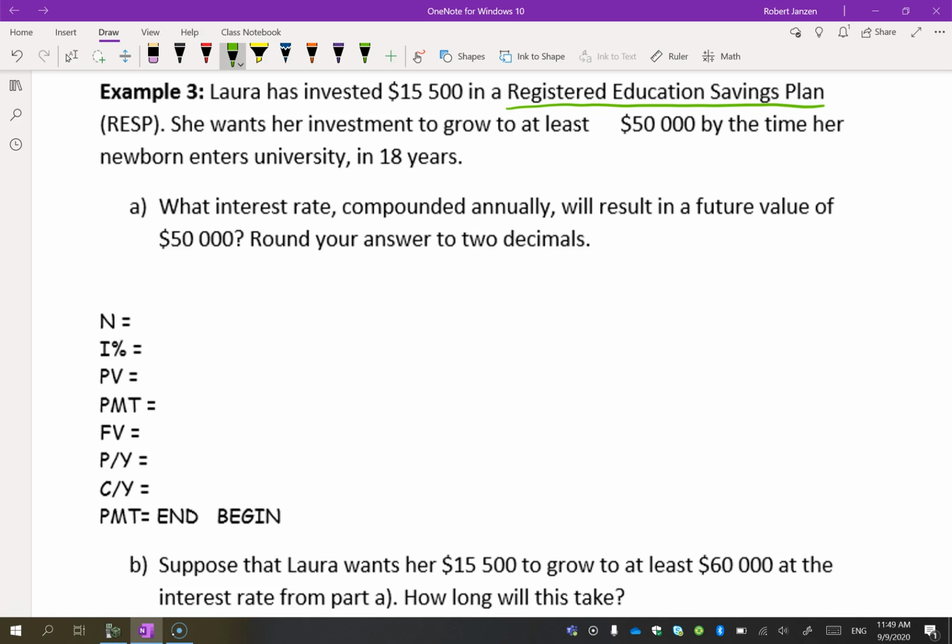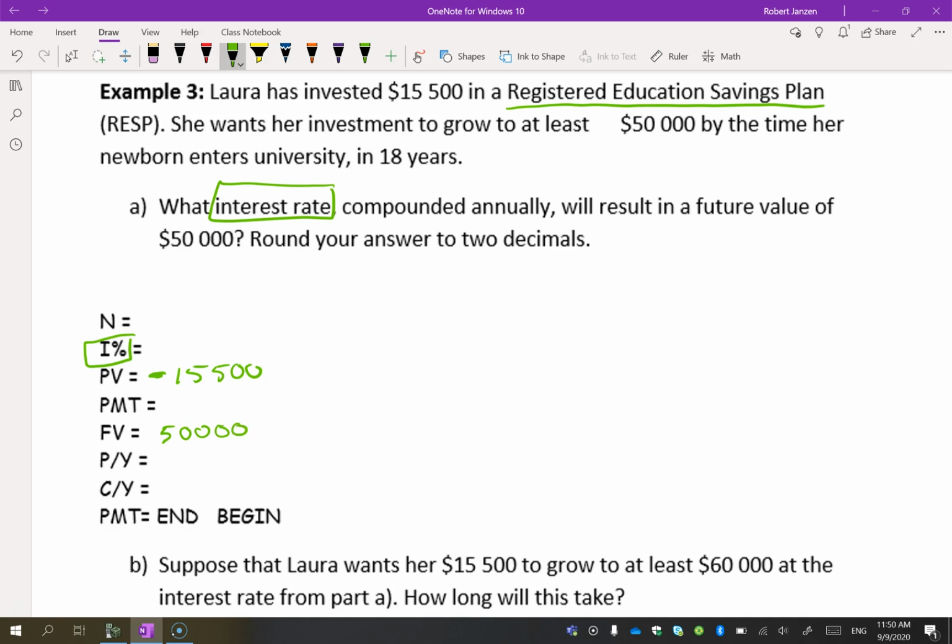She wants her investment to grow to at least $50,000 by the time her newborn enters university in 18 years. What interest rate, compounded annually, will result in that future value? So we're looking for the interest rate here. This is the one we don't know. So let's put in what we do know. Well, she invested $15,500. Notice I'm putting the negative because it's coming out of my pocket. I'm putting this into the bank. And I want to have come out $50,000.